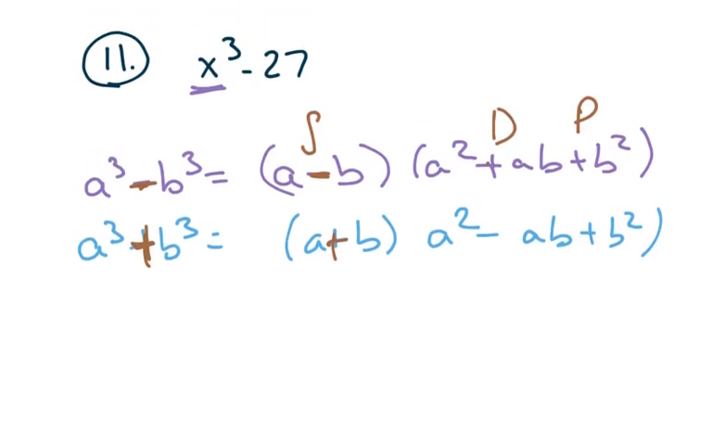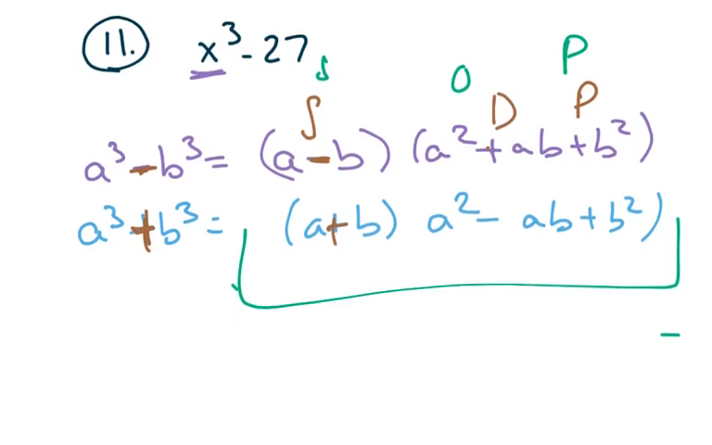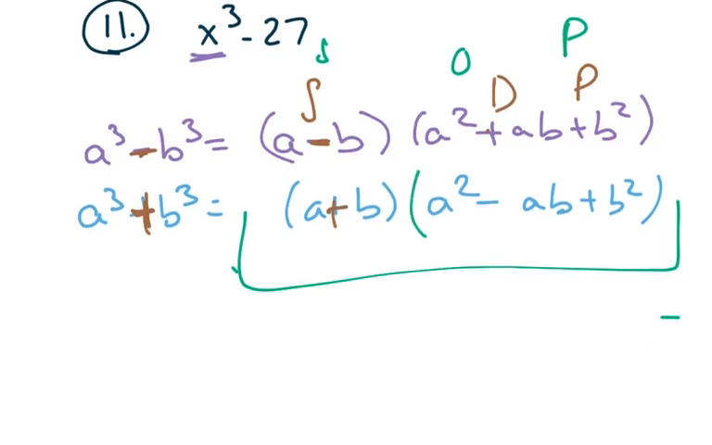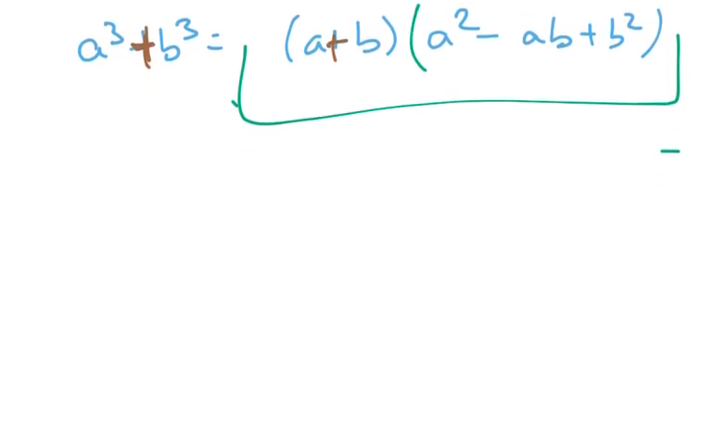Another way this is sometimes called is SOP. So same, opposite, positive. Whatever works for you. But my recommendation is figure out what the pattern is. And the pattern here is this. Let me write it. It's x cubed minus 27.